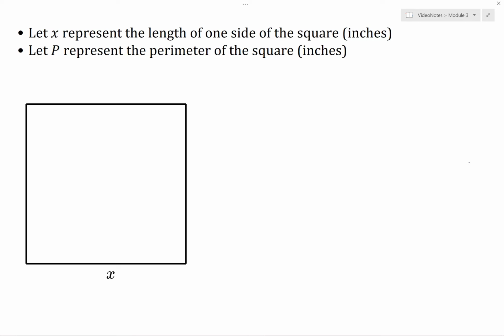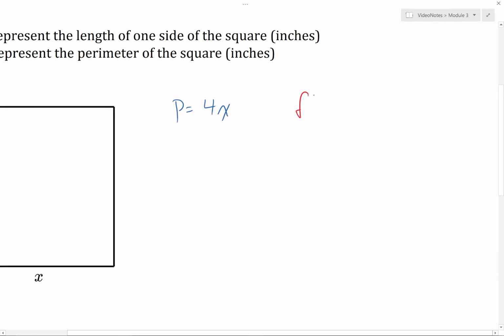If x represents the length of one of the sides of the square in inches, and p represents the perimeter of the square in inches, then p equals 4x expresses p in terms of x. We can define a function f to represent this relationship. So we can say f of x is equal to 4 times x, where the output of f is representing the perimeter p.